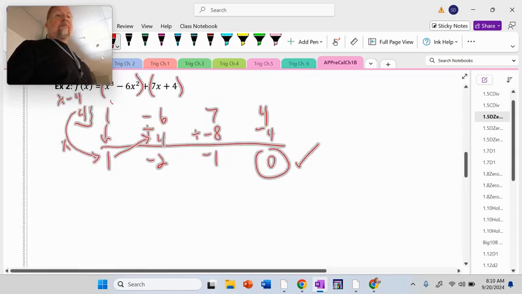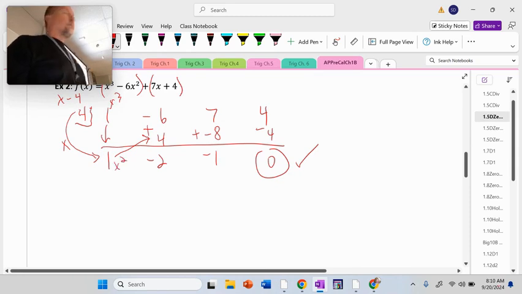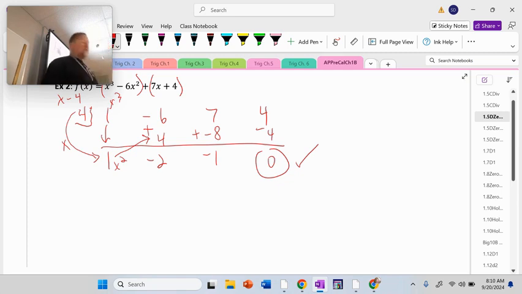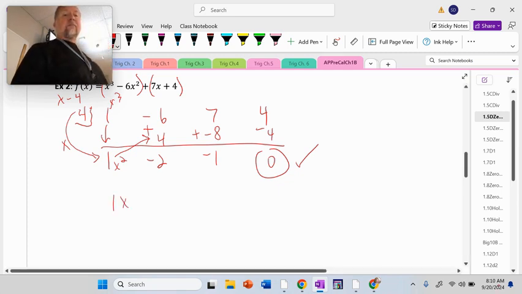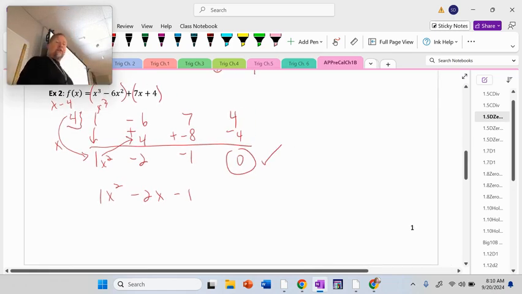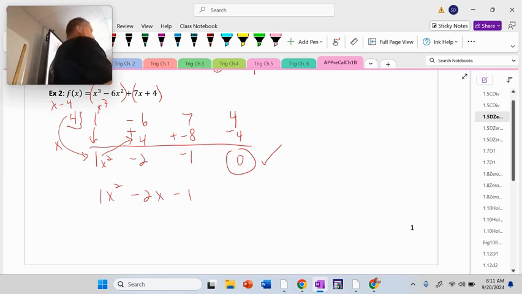Now what do we have? We have a depressed polynomial. This has been knocked down a degree. So we turn this into 1x squared minus 2x minus 1. Do we have a non-factorable situation right off the bat? That's rough, because nothing multiplies to negative 1 and adds to negative 2. What multiplies to negative 1? 1 times negative 1, right? And then adds to be negative 2.